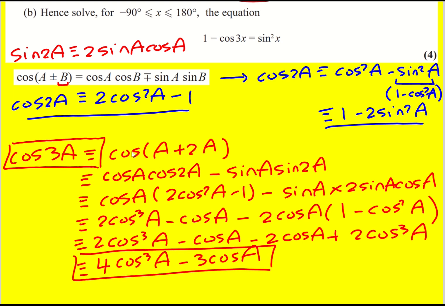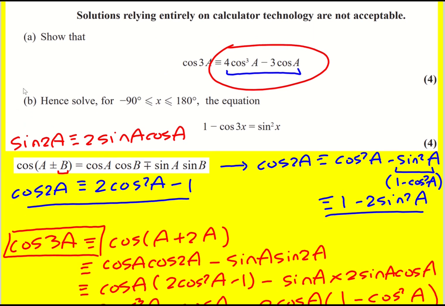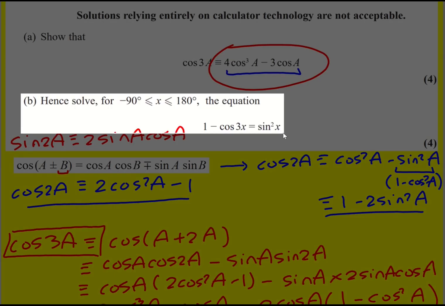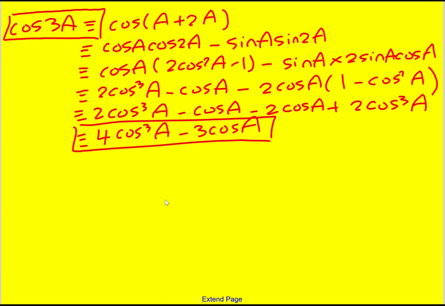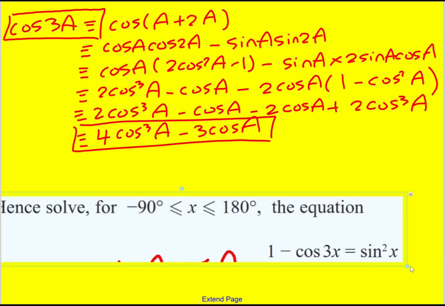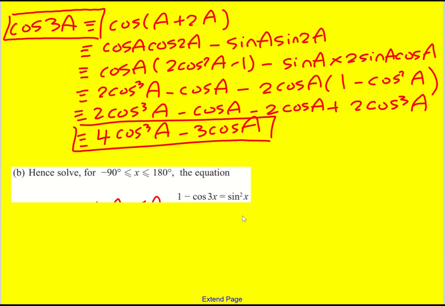Okay, so these are ones to practice: double angle and now a triple angle. If you can't do it, you can still do the next part. It says, hence, solve this equation. So I've got a triple angle on the left, and then sine squared on the right. We're going to want to replace cos 3x by what we found here.